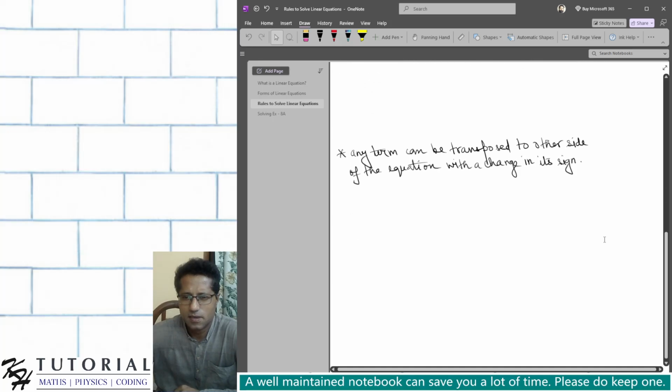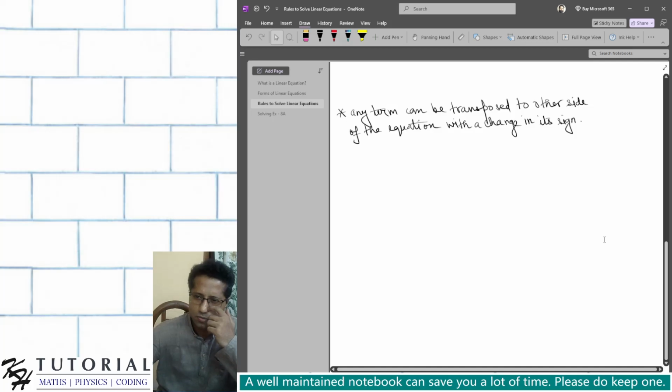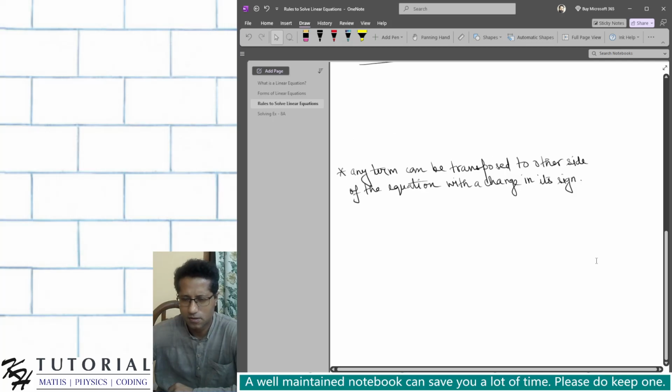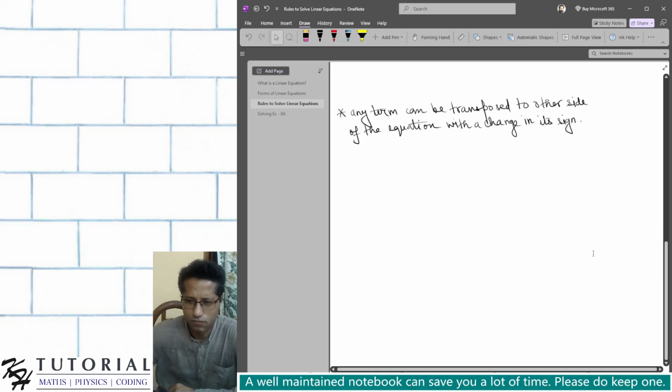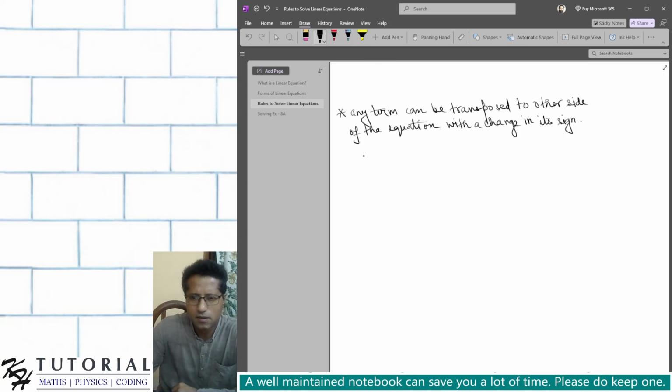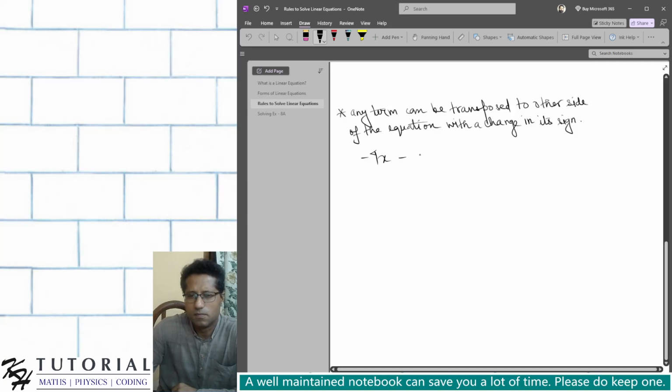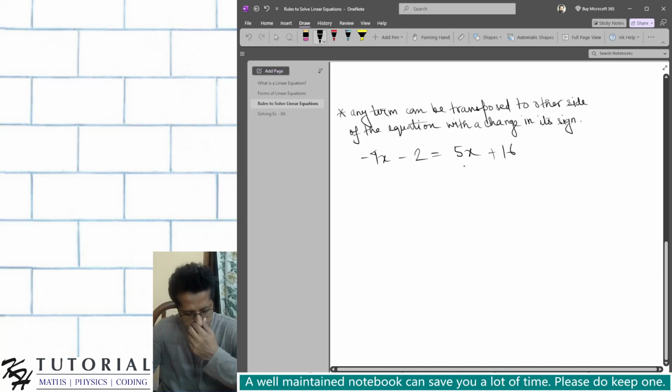The next one is any term can be transposed to the other side of the equation with a change in its sign. This is super important. This one you will always be using in solving linear equations. Now what does it mean? Let's say we have an equation like minus 4x minus 2 is equal to 5x plus 16.